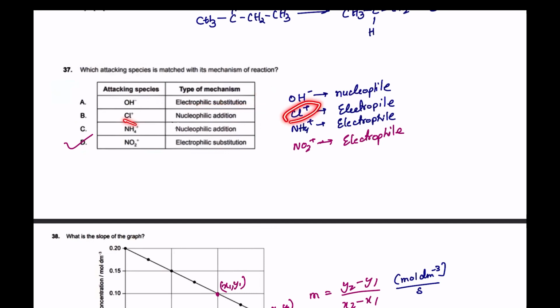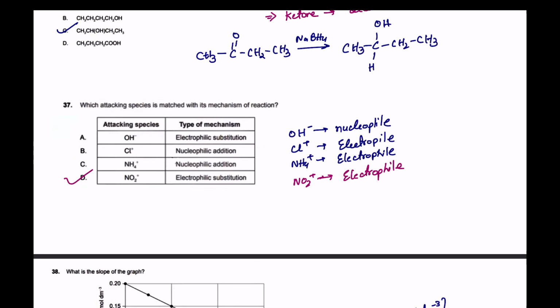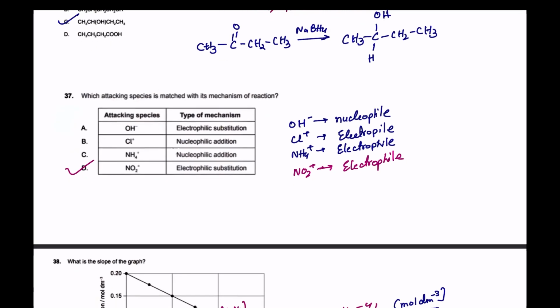Cl plus. Anyone having a plus charge will obviously be looking for a negative center. If it's looking for a negative center, we can say it's negative loving or electron loving, or we can also call it an electrophile. So Cl plus should be electrophilic addition or electrophilic substitution, but this is wrong. NH4 plus again is an electrophile, but the type of mechanism is given as nucleophilic addition. That's given here, so it is wrong. Finally, NO plus. NO plus is also an electrophile, and the type of mechanism is given as electrophilic substitution. So yeah, this is correct. Option D is the correct answer to this question. So just remember, any negatively charged compound or a compound containing a lone pair will always be a nucleophile, and every positively charged ion will always be an electrophile.